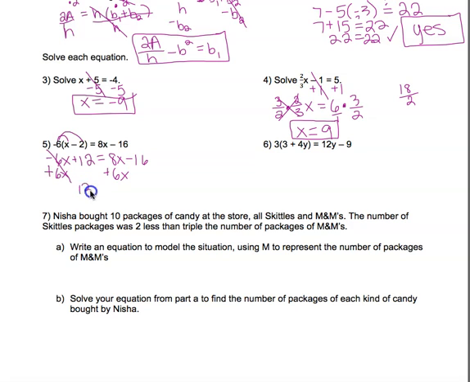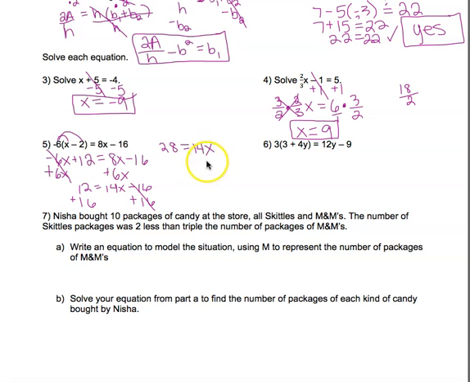So that means I have 12 equals 14x minus 16. So if my variables are on the right, that means I need my constants on the left. So add 16 to both sides here. 16 plus 12 is 28, so I have 28 equals 14x.